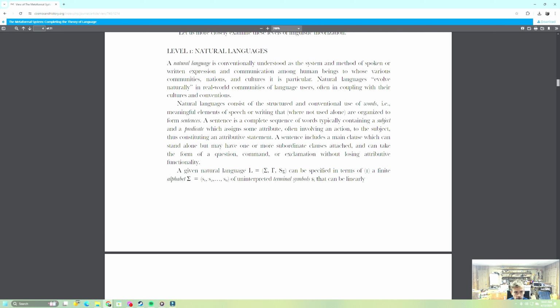We're reading the Metaformal System, Completing the Theory of Language by Chris Langan. We are on the section Level 1, Natural Languages.